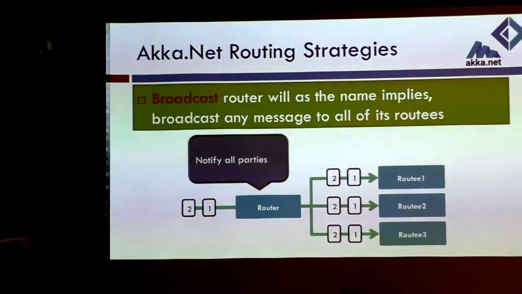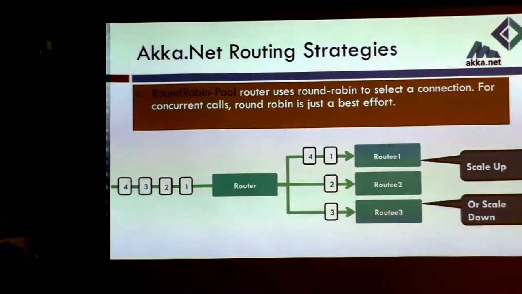So there are several strategies. The more important, of course, is broadcasting. So the router sends a message to all the agents. And one reason is that maybe each agent has a different behavior, so you can compute the message and apply different computation. Of course, round robin, which means, you know, old fashioned, the router sends one message to each actor using the old-fashioned round robin.